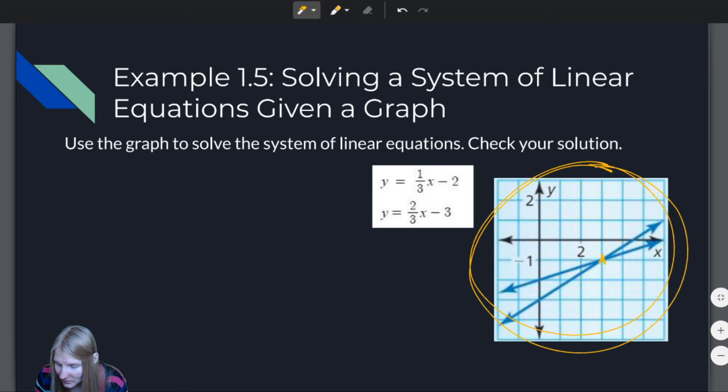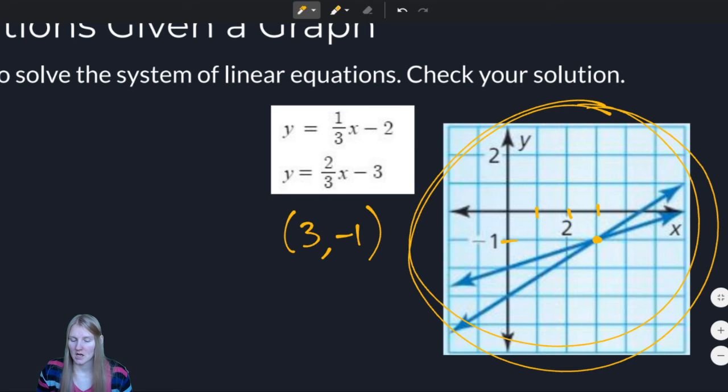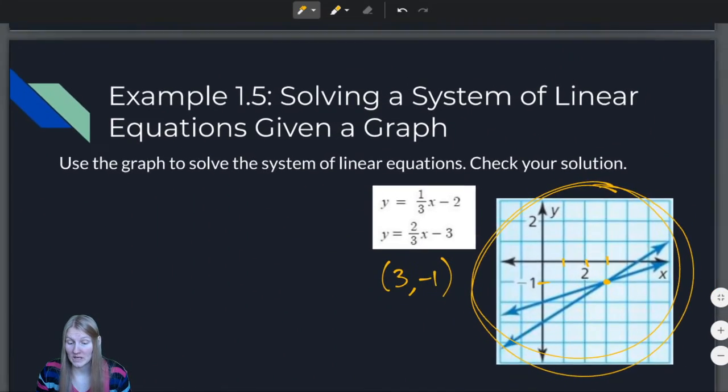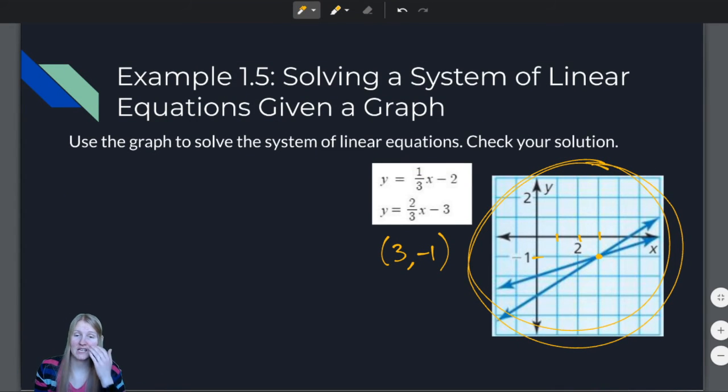Where does it look like these lines cross? Well, it looks like they cross right here, at this point. At 1, 2, 3, -1. Oops. (3, -1). It looks like they cross at (3, -1). So that's step number 2. We estimated where the lines crossed. We think it looks like the lines cross at (3, -1). So now we need to check our solution.